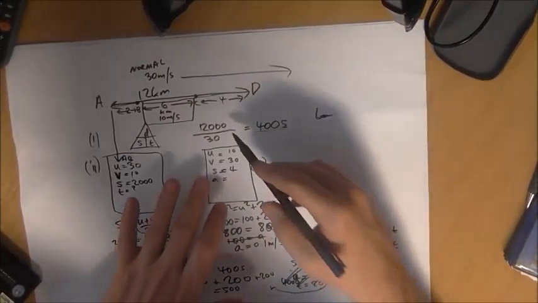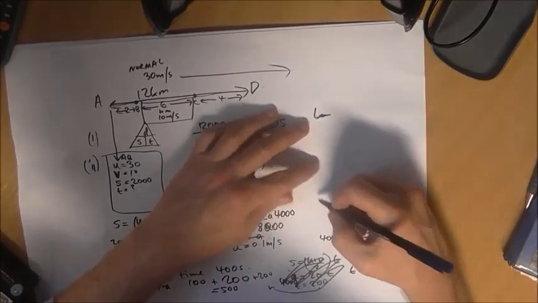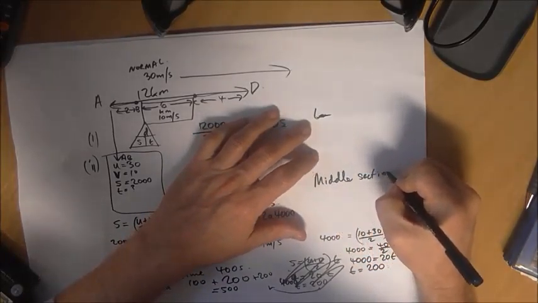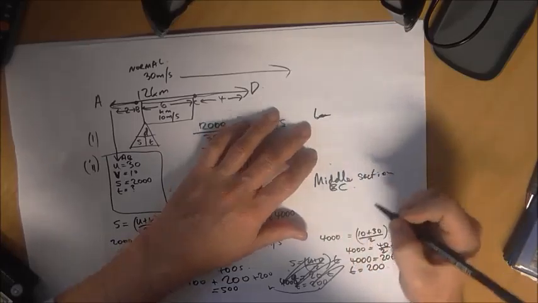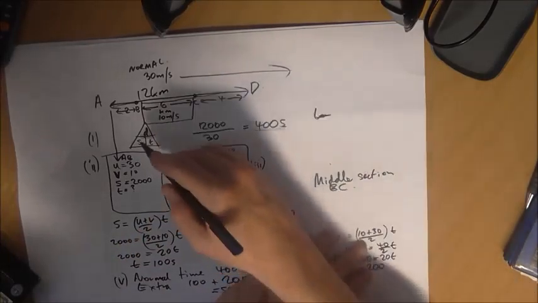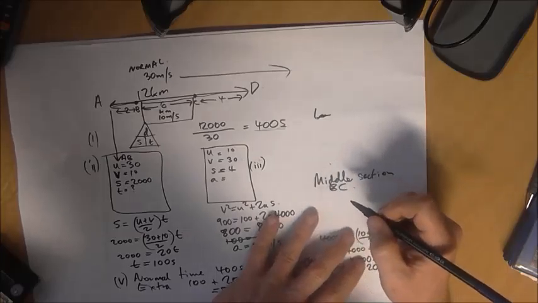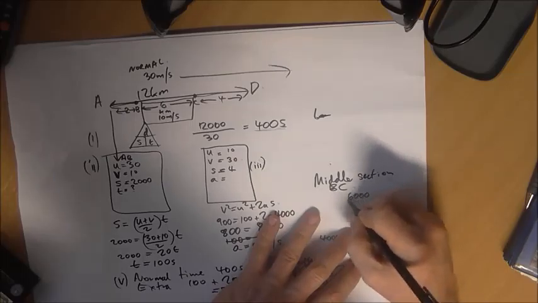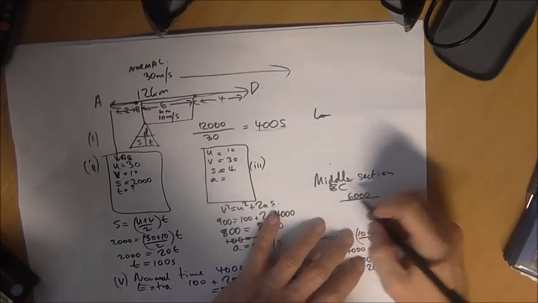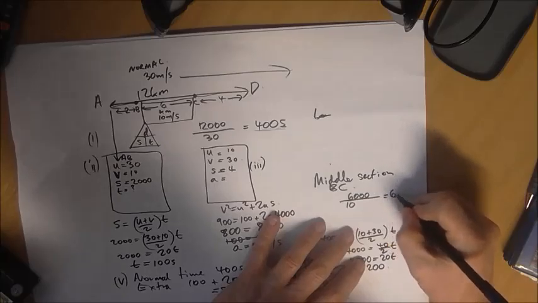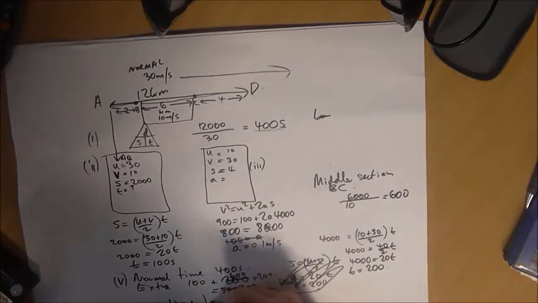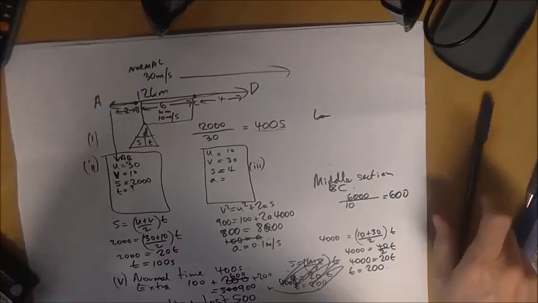So I'm just going to do this again for the middle section, in other words, from B to C. I'm just going to use the distance time triangle again because it's got a constant speed there. Its distance is 6,000. Its speed is 10. So that's 600. So there we go. That middle section is 600. So that's now 900. So the time lost is 500. Sorry about that.